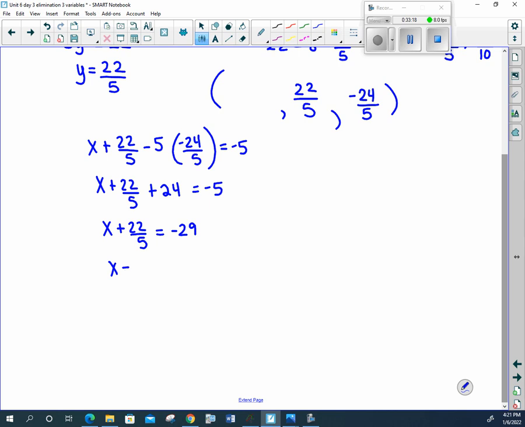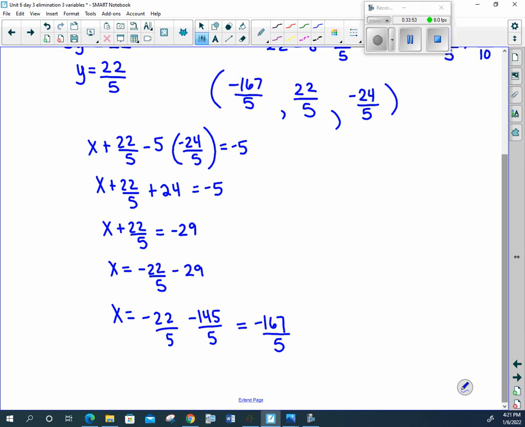Okay, so now I'm going to move the 22 over 5. So negative 22 over 5 minus 29. So if you get a common denominator there of 5, so 29 times 5 is a negative 145. So now you've got a negative 145 over 5, and you're adding that to our negative 22. So our answer is going to be negative 167 over 5. So that one was a little hard with the fractions.